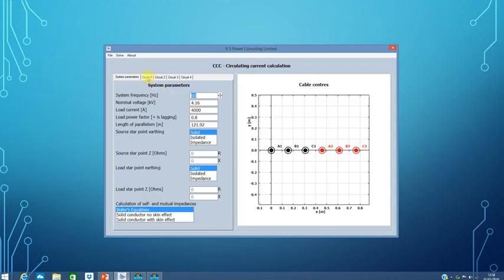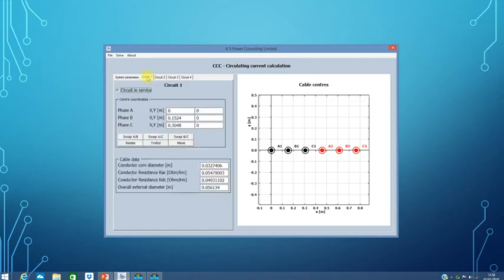Each individual cable circuit is defined by the coordinates of the cable and the diameter of the conductor core, the AC resistance of the cable at rated frequency, the DC resistance of the cable, and also the external diameter of the cable.